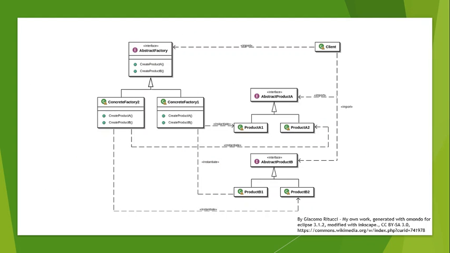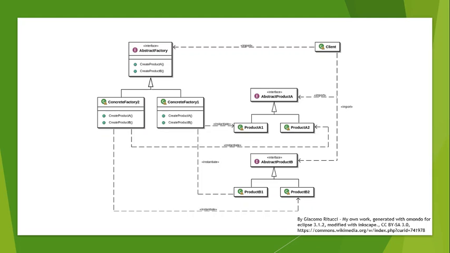Here's a UML diagram of the abstract factory pattern. The abstract factory interface simply defines what a concrete factory must create to be part of the abstract factory. The concrete factory then creates different products based on which factory has actually been assigned to the interface.